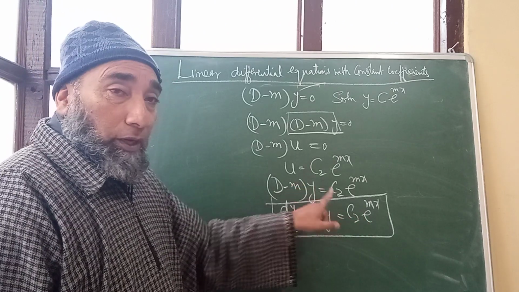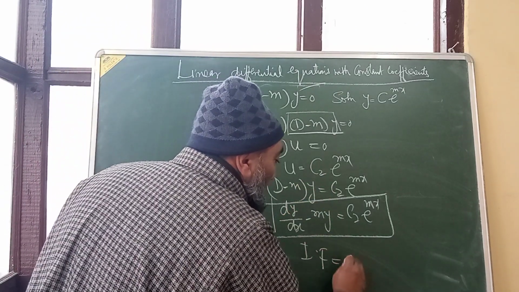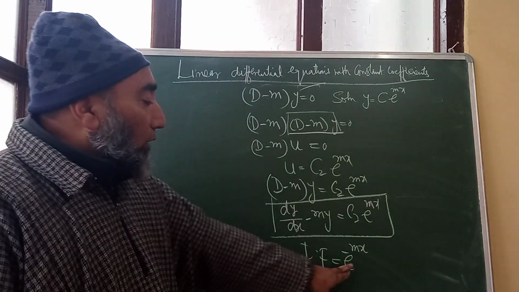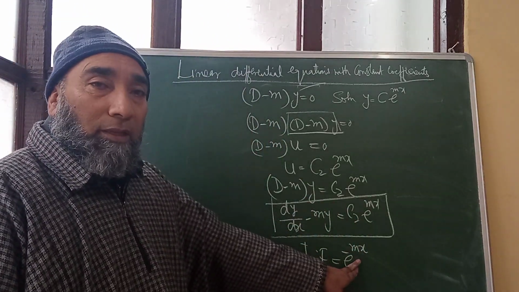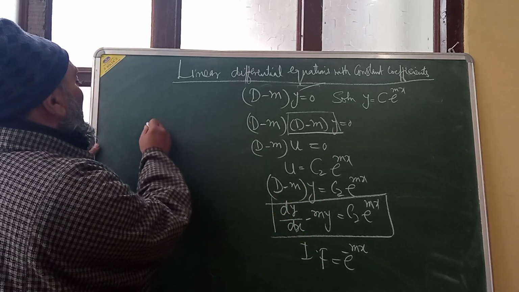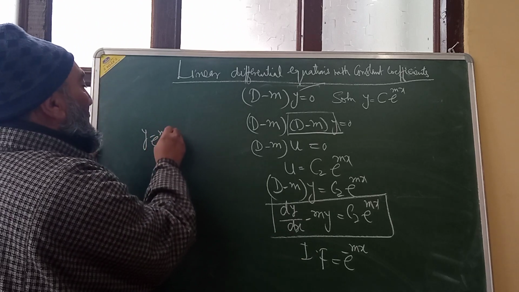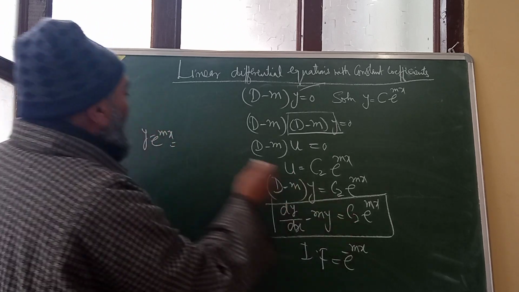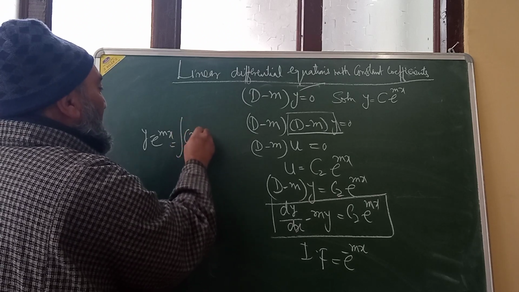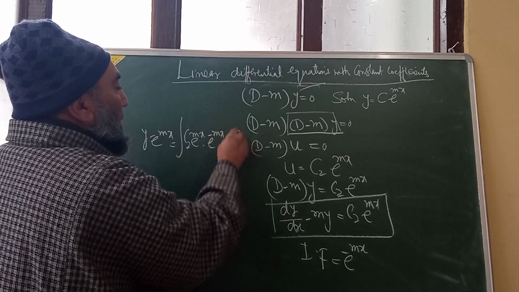e to the power integral p dx. So its integrating factor is e to the power integral p dx. What is p? p is minus m. So the integrating factor is e to the power minus mx. Now what is the solution of this? The solution is y into the integrating factor e raised to the power minus mx, equal to the integral of the right hand side, c2 e raised to the power mx into the integrating factor, plus some constant of integration, say c1.